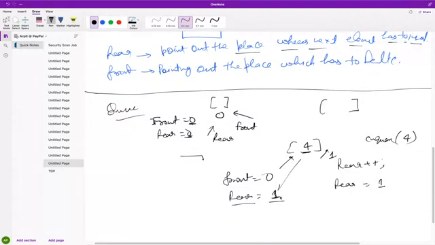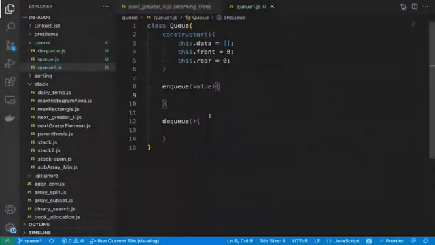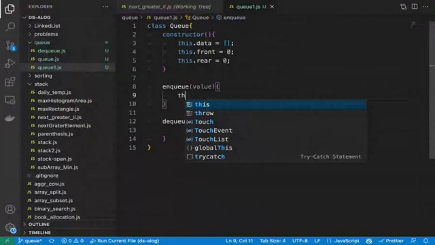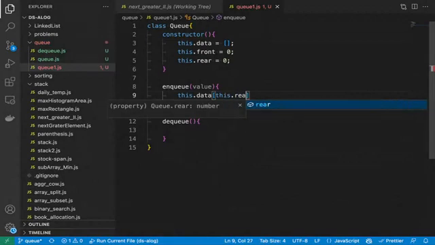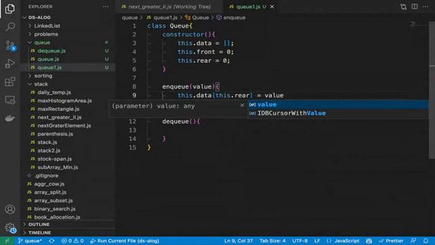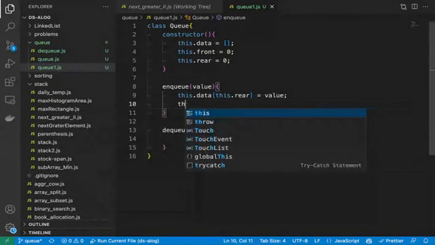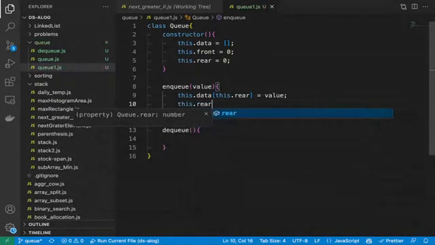Front is pointing to the place which has to be deleted. So right now it is pointing to 0, which means this element has to be deleted. Understood? So how will we do that? We do this.data, this.rear, because we are always going to insert from the rear, put our value there, and then increase this.rear plus plus. Correct, guys? That's how our rear will look.